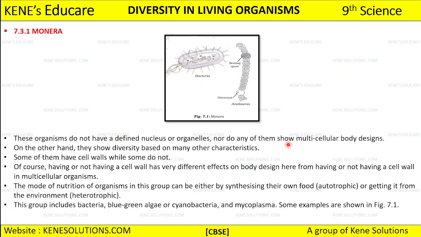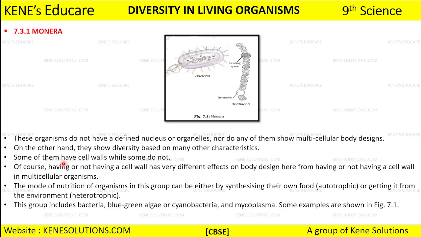Okay, what comes under kingdom Monera? Organisms that do not have a well defined nucleus nor any organelle. Now if nucleus and organelles are not there, they are not going to show any kind of multicellular body design. On the other hand, they show diversity which is based on many other characteristics. So all the organisms that come under kingdom Monera are going to show diversity, that is variation, and this variation is going to be based on many different characteristics that we will have to discuss.